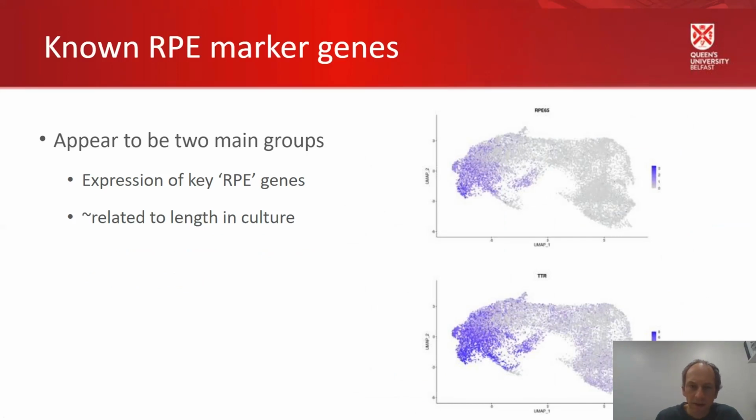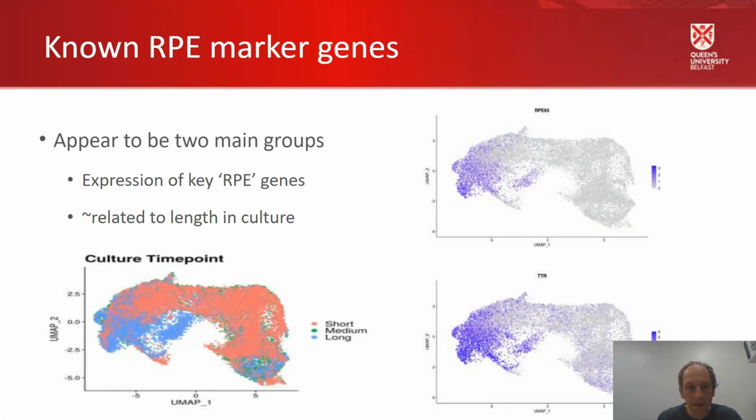So we then looked at the expression of some known RPE genes, and there appear to be two main groups. The left-hand area of the plot or cluster seemed to be high expression of the known RPE genes. And if we also look at the libraries in terms of the time points, we see that the long-term culture, indicated in blue in this plot, seems to be more in the left-hand part of the plot, which again seems to correlate with the more mature phenotype.